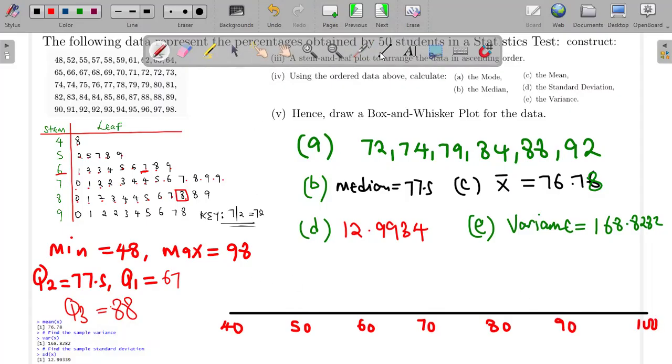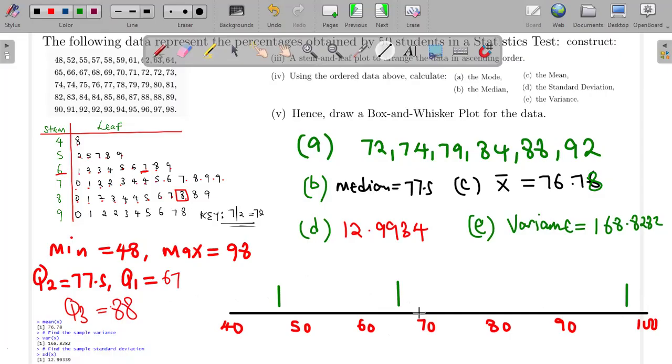Now let's plot these numbers. We're going to be drawing a line wherever there's a number that we want. So the minimum is 48. 48 is closer to the 50, so I'll draw a straight line there. And then the maximum is 98, so closer to the 100. The Q1 is 67. 67 should be closer to the 70, right? So somewhere there. Or if you want, you can just write 67 there.